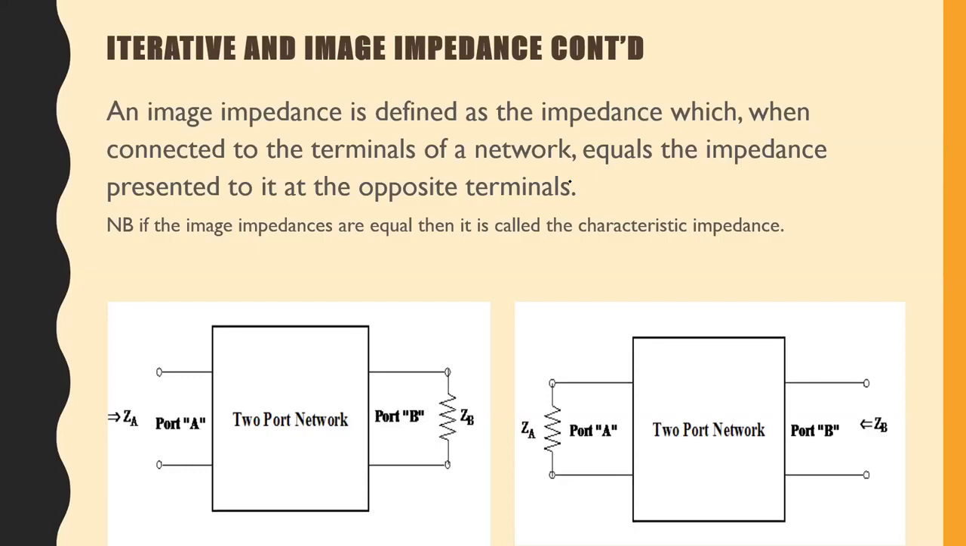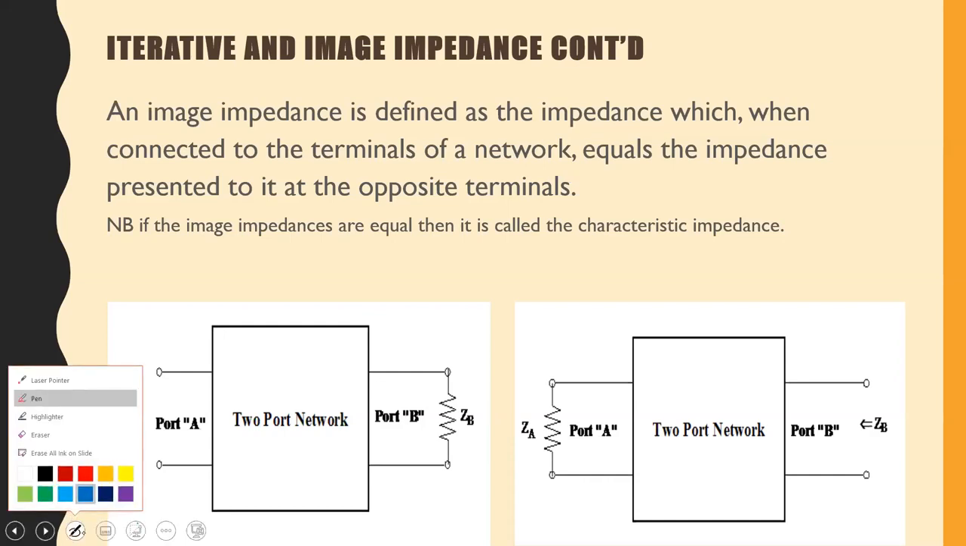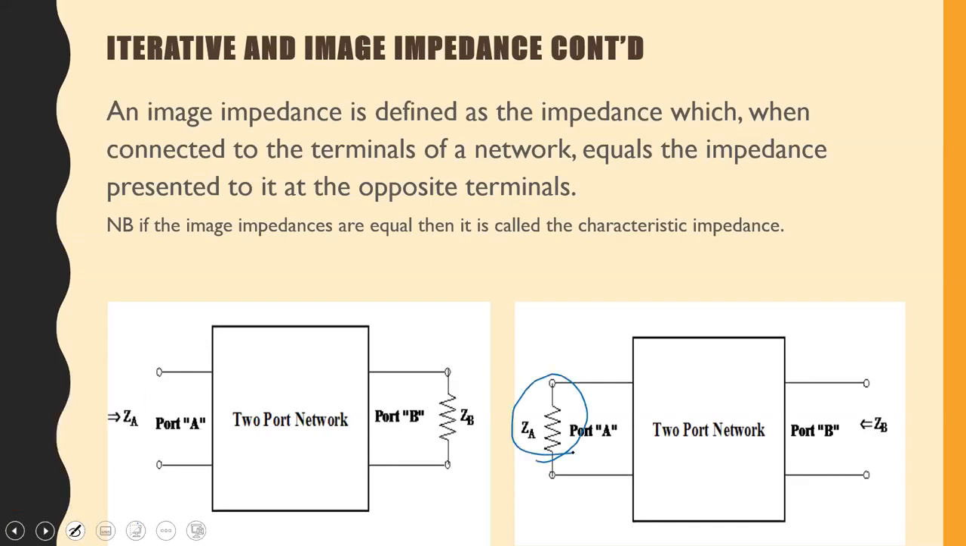Good? And then I measure. So ZA there will be 400. Agreed? If I then put 400 at this point in the second figure and measure here, it will give me 100. If the image impedances on either side are equal, then it means that it's a characteristic impedance, because in other words, it wouldn't matter which side I'm looking at.